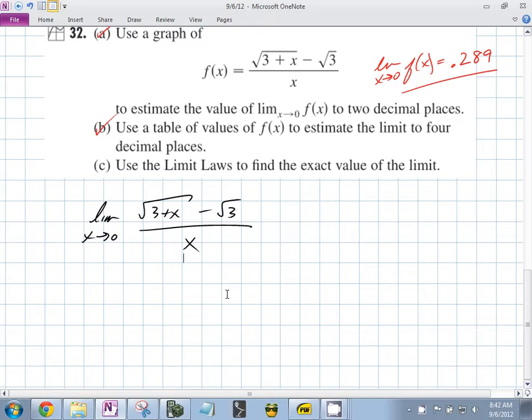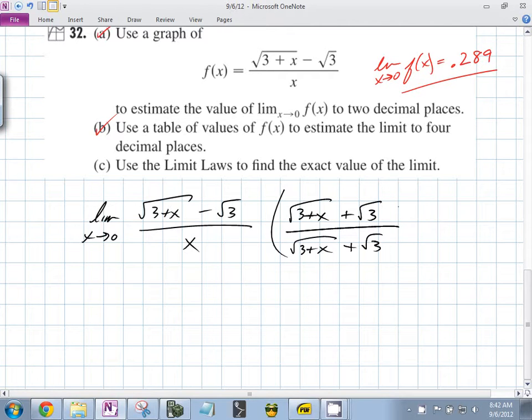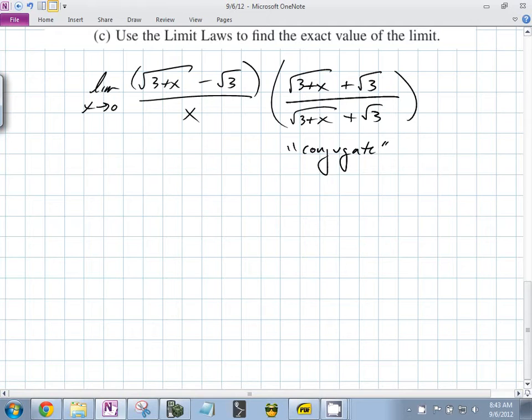Square root of 3 plus x. So you want to do square root of 3 plus x, yep, over, plus, over what? Over the same thing: root 3 plus x plus root 3. It's kind of like a conjugate. You've done stuff like this before. Now, you test this, and you might be right. You might be wrong. There might be something slightly different.